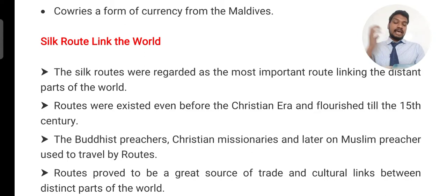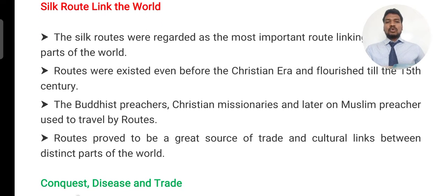And the Muslims came to India from West Asia, from the Arab countries. The Muslims came to India from the Arab countries on this Silk Route. So this Silk Route has a significance in history. Historically, this Silk Route is a very prominent route, where important products and important things were happening at that time. The route proved to be a great source of trade and cultural link between distinct parts of the world. So distinct parts means Asia, Russia, Europe and earlier Africa.